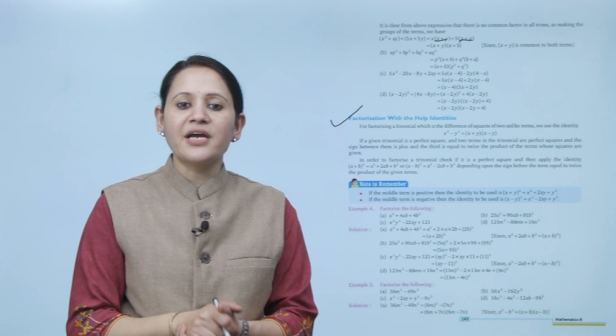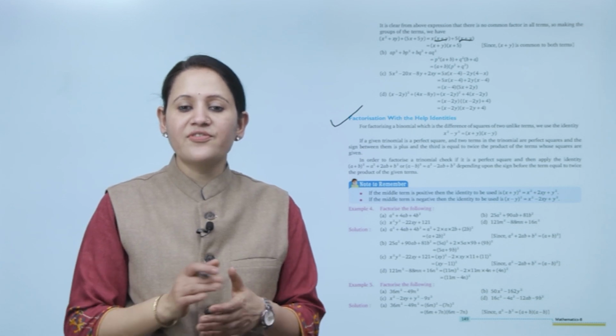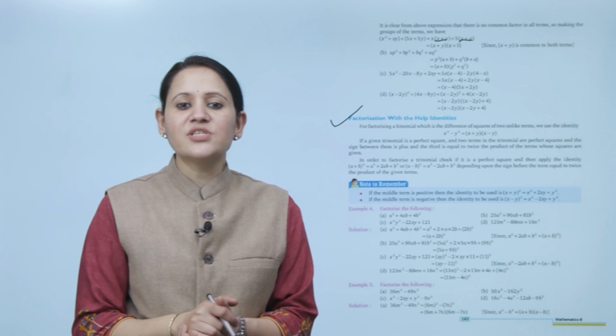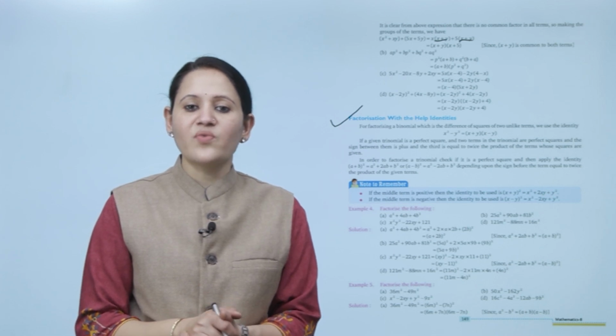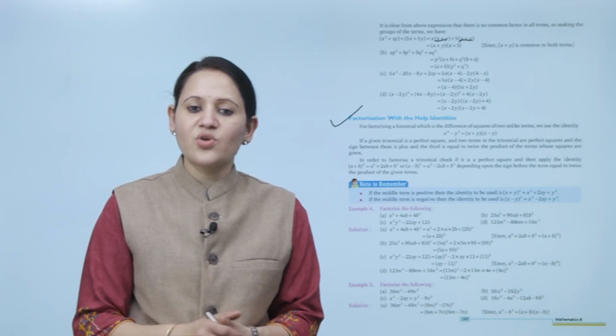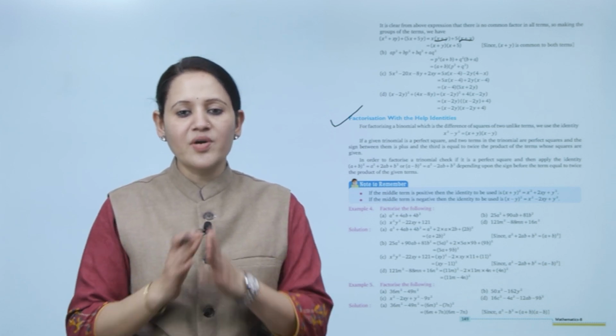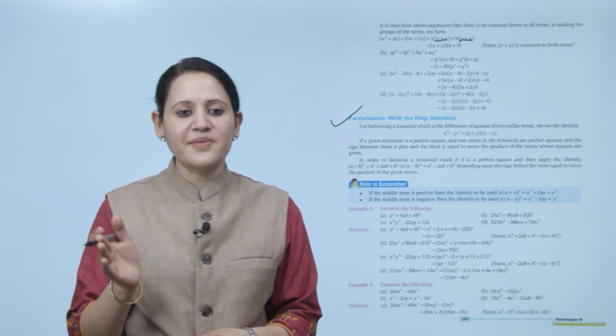For factorizing a binomial which is a difference of squares of two unlike terms, we use the identity x square minus y square equals x plus y times x minus y. X square minus y square is equal to what? x plus y, x minus y.